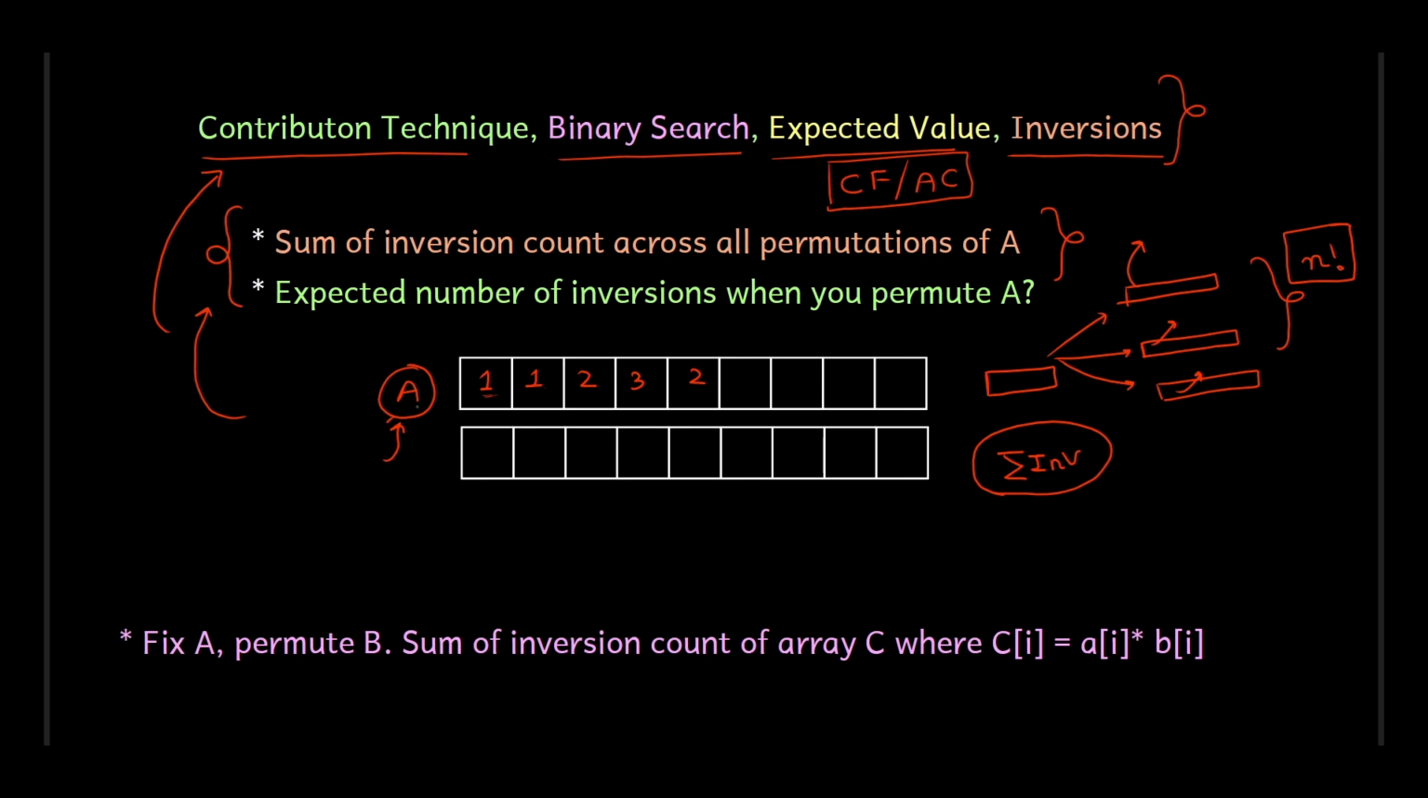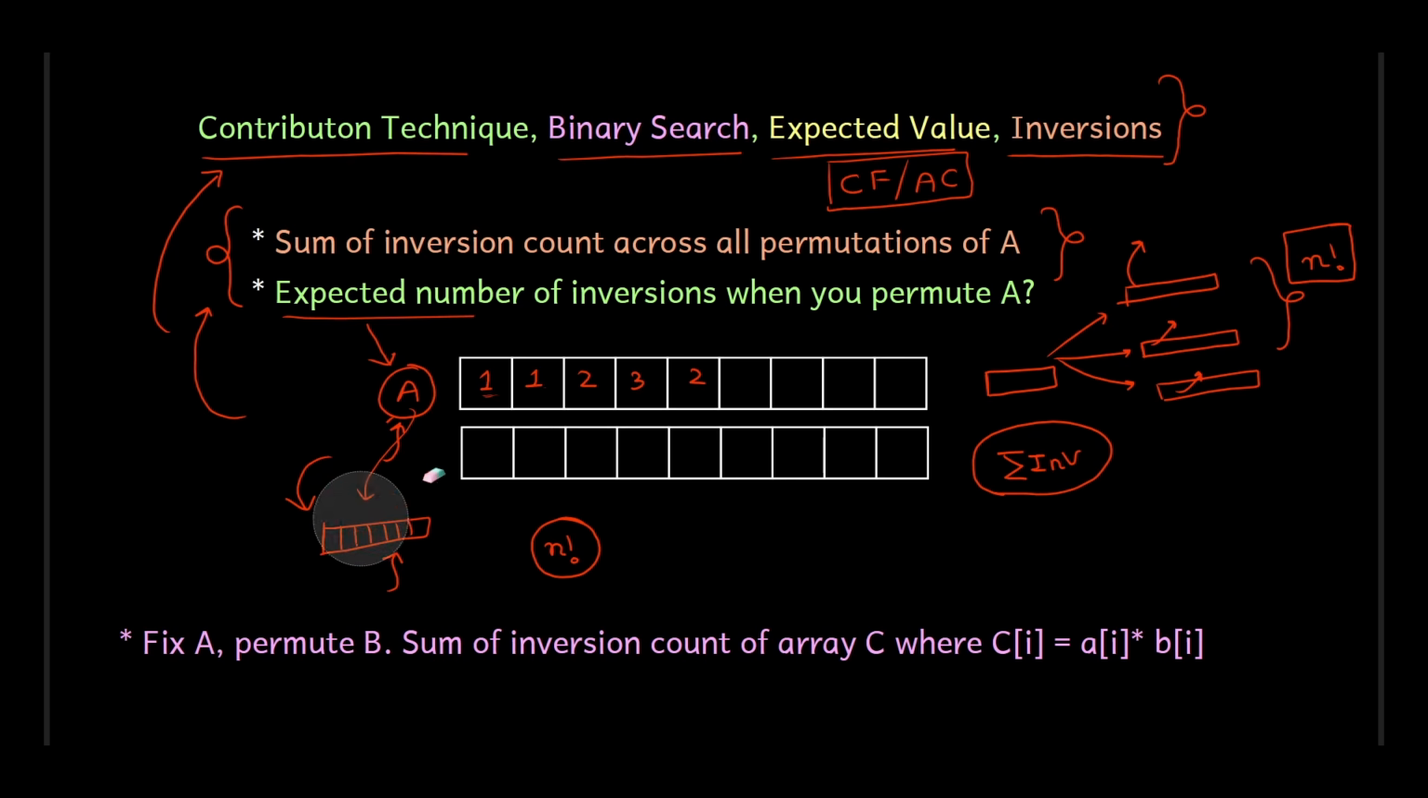Now the second problem is that this time you are not permuting, this time you are not creating all the n factorial permutations. I say that if I take this array A and if I permute it randomly, you'll get some permutation of the indices. What is the expected number of inversions that I can find in this array that I just created by randomly shuffling all these elements? So this is the second problem that we will discuss.